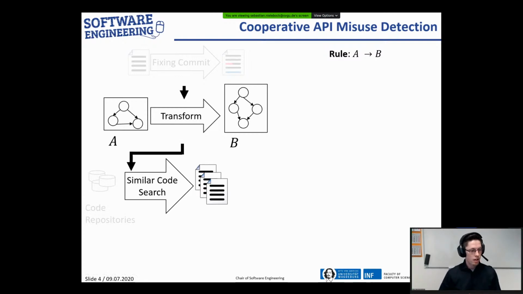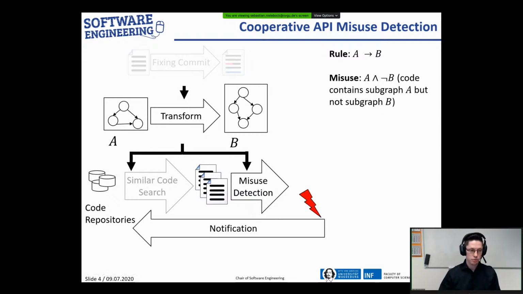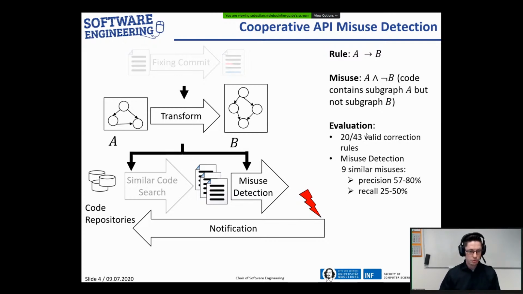And then we can check within these code samples whether they contain the misuse part A, but not the correct part B. And then we can notify the respective developers that they may have an API misuse. We evaluated our approach on 43 real-world API misuses and were able to find only 20 valid correction rules. And we also saw that the misuse detection still has improvable precision and recall.